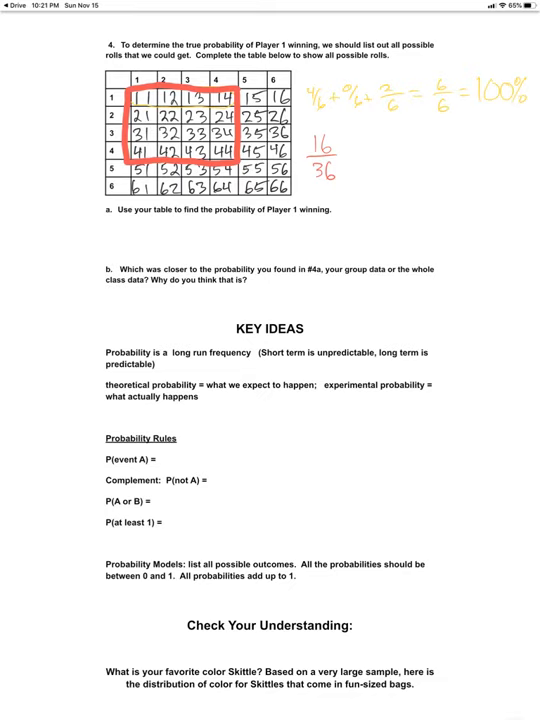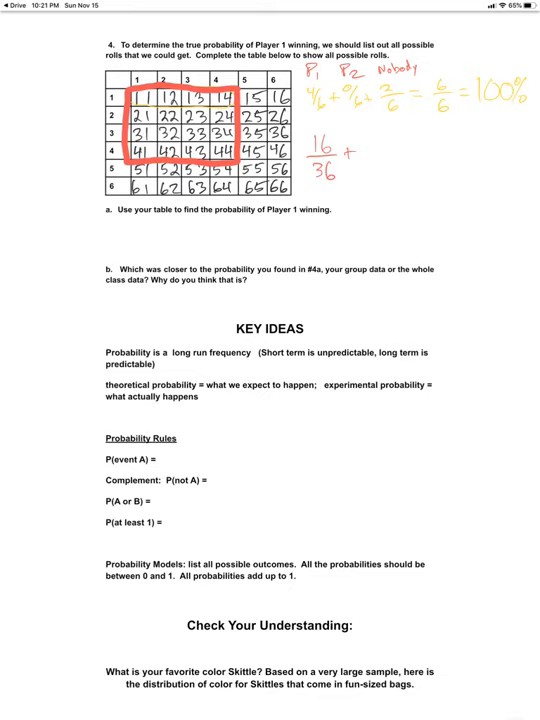Okay, and you can reduce that, but we'll just leave it out of 36 for the moment, just so we can check player 1, player 2, and nobody. Okay, so player 1 won 16 out of the 36 tries. This is theoretical probability. That should be the probability that you can win.